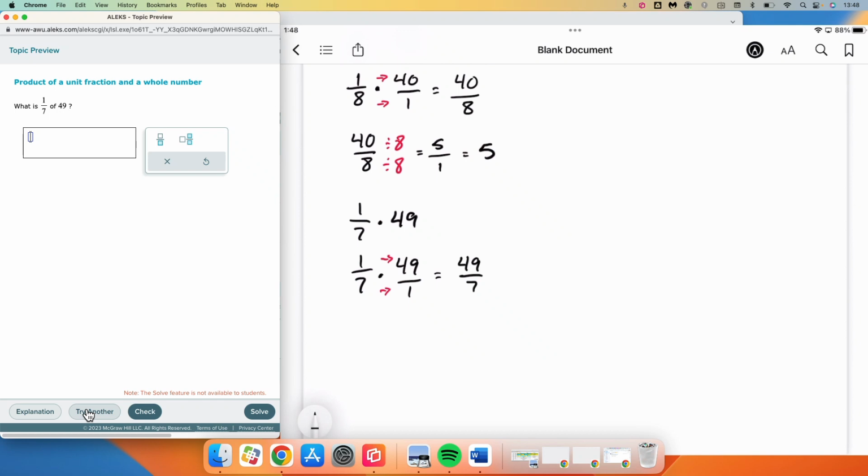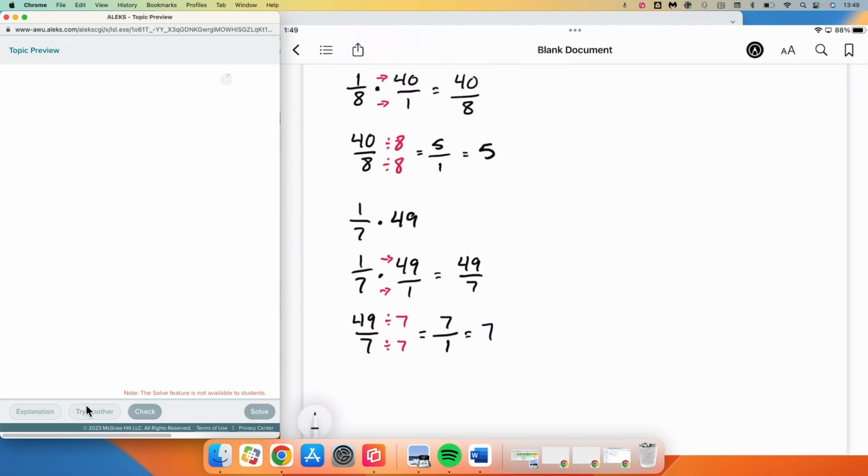49 over 7 needs to be simplified. We can recognize that they are both divisible by 7. And so 49 divided by 7 is 7. 7 divided by 7 is 1. And 7 over 1 is equivalent to 7. Okay, we'll do one more, and that'll be it for this one.